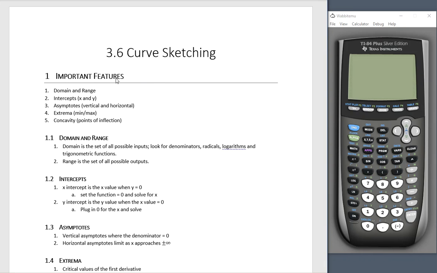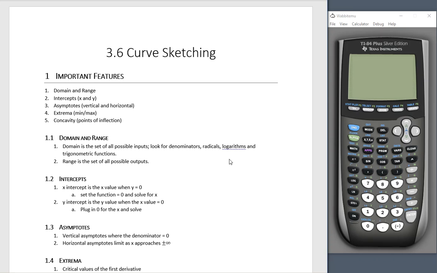So, curve sketching. We're going to start with important features. For any graph, domain and range, right? We've got to know that. X and Y intercepts help us find the structure. We'll want to find asymptotes, whether it's an infinite limit or a limit at infinity. Extrema: first derivative, min, max, increasing, decreasing. And concavity: concave up, concave down, points of inflection. We might even use the second derivative test to check our extrema. We'll see what's going on.